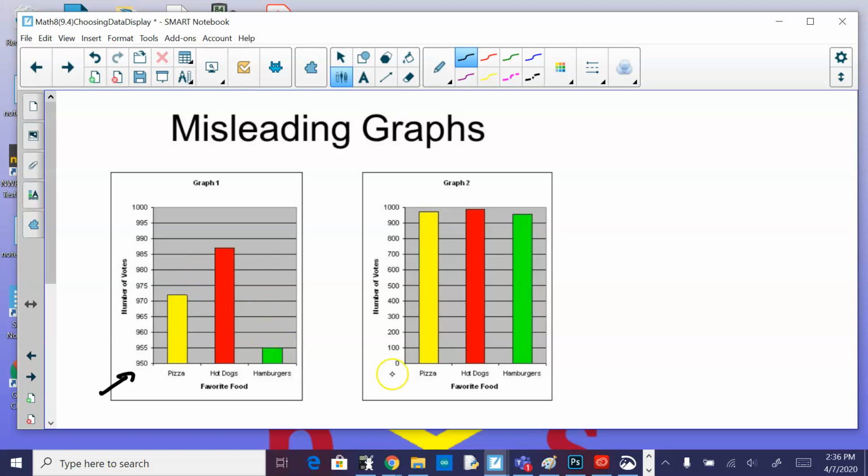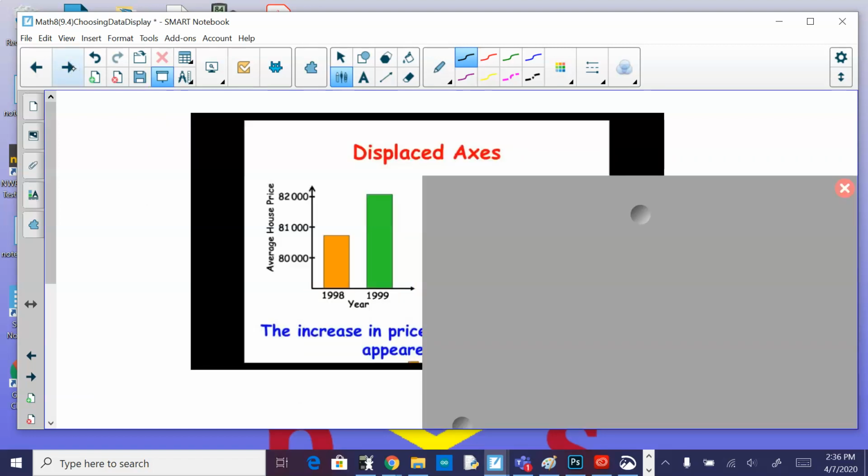But if we zoom out and look at the graph starting at 0 and going up to 1,000, these three results weren't all that different. If we look at this graph, pizza, hot dogs, and hamburgers are about the same popularity. If we look at this graph, it looks like one is a lot more popular, and that's a little bit misleading.